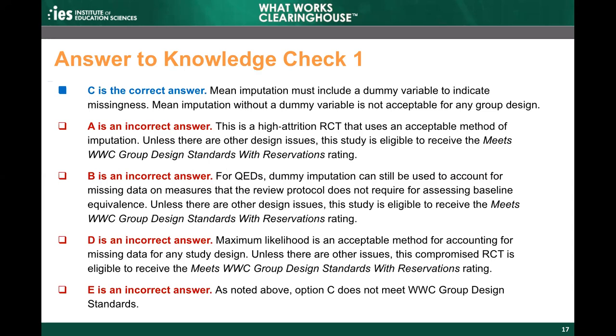In D, we had a compromised RCT. It looks like there were a few questions coming in about what a compromised RCT is. An example of a compromised RCT would be one that includes subjects in the sample used to estimate the findings, so in the analytic sample, who were not randomly assigned. So a type of broken random assignment in essence. In this case, D was a compromised RCT that uses maximum likelihood to analyze a sample with missing baseline and outcome data, which is perfectly acceptable for maximum likelihood. So unless there were other design issues, this study would also have the potential to meet with reservations.